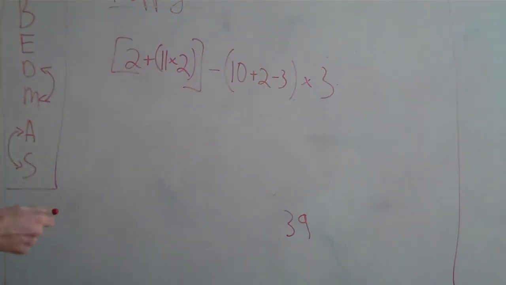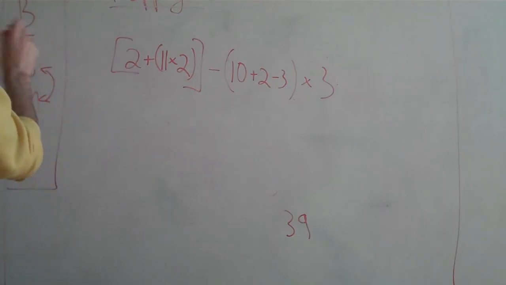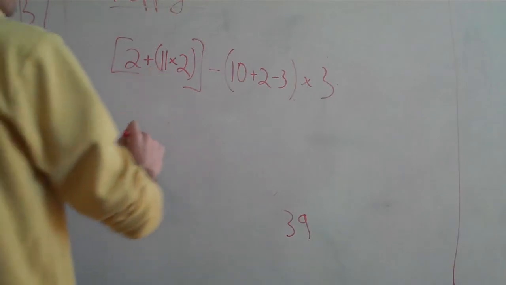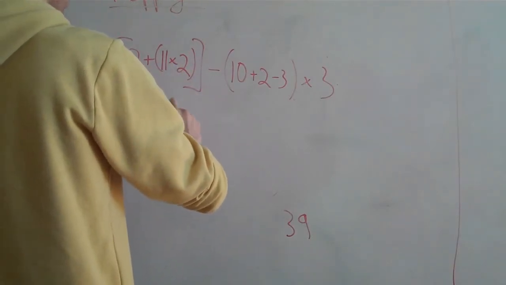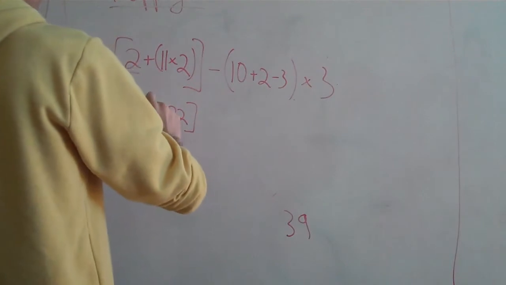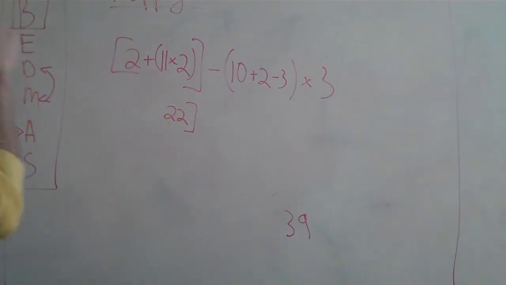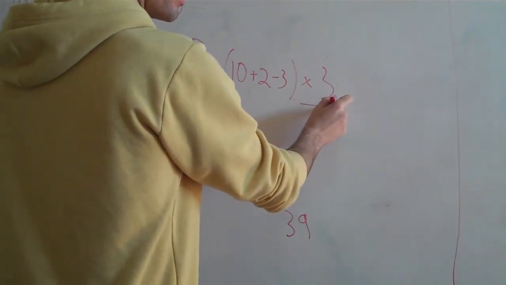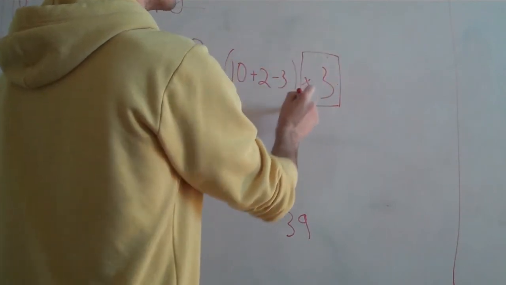Okay, so if we're going to do it properly, what do we do first? The bracket one? Everything inside the brackets, 11 times 2? Very good. Yeah, let's do that one first. Okay, so 11 times 2 is 22. 10 times 3? Oh, this is way over here. Can't even deal with this one yet.